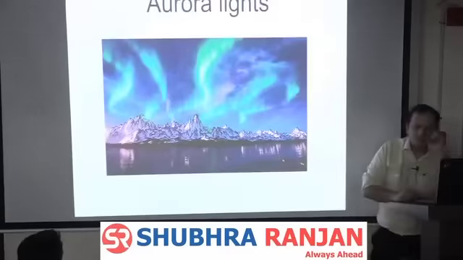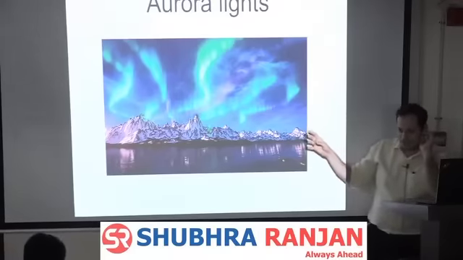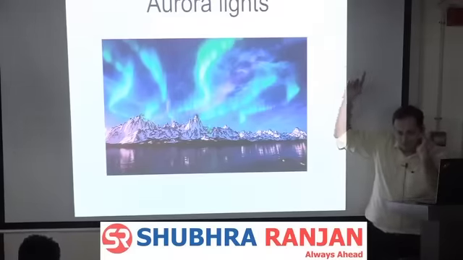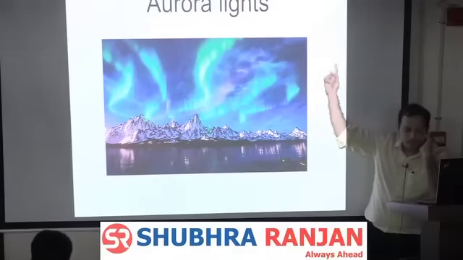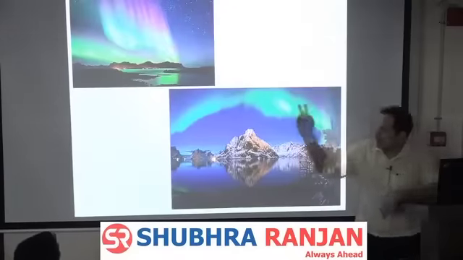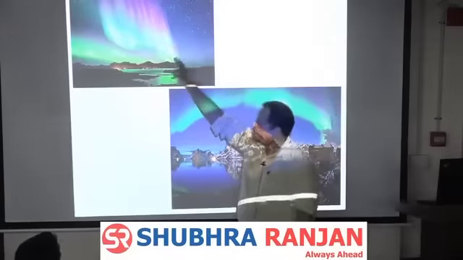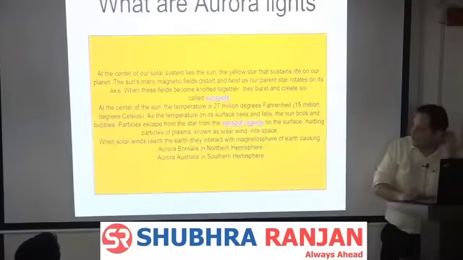Now what is this? These are aurora lights in the North Pole and the South Pole. That is when the lights are there in the sky. In the northern hemisphere, North Pole and the South Pole. So you can see this is due to the interaction of the Earth's magnetic field with the solar field of the Sun. So you can go through this.